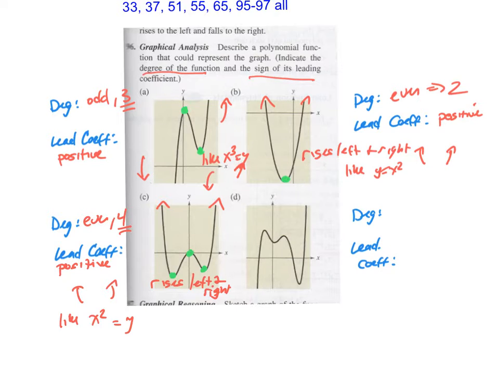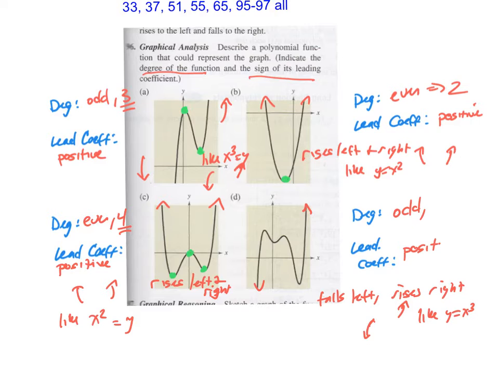Last graph, let's look at the ends. In terms of end behavior, this graph falls left and rises right. Since the ends go in opposite directions, we know this is an odd degree polynomial function, and we have to decide whether it looks like x cubed or negative x cubed. The graph of x cubed has ends that fall left and rise right. So this graph is like y equals x cubed, which means it has a positive leading coefficient.